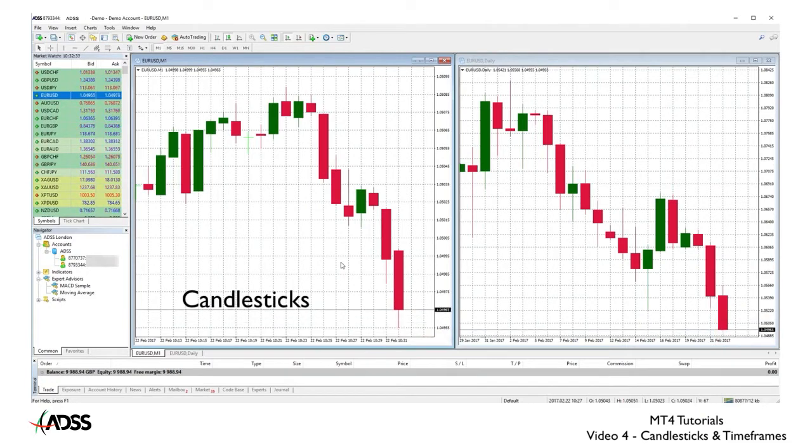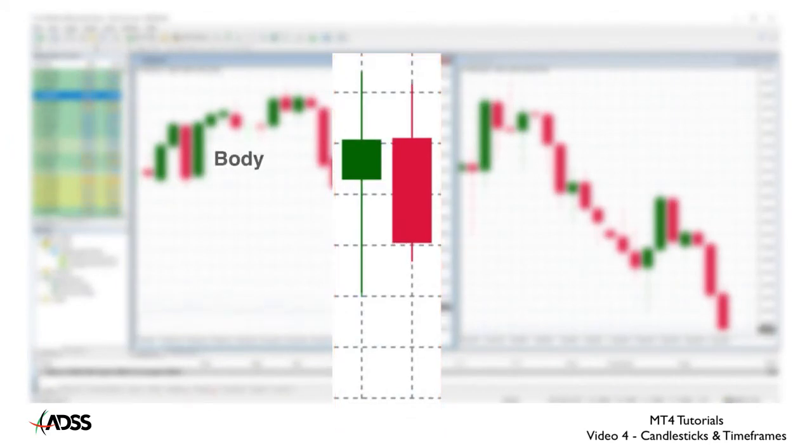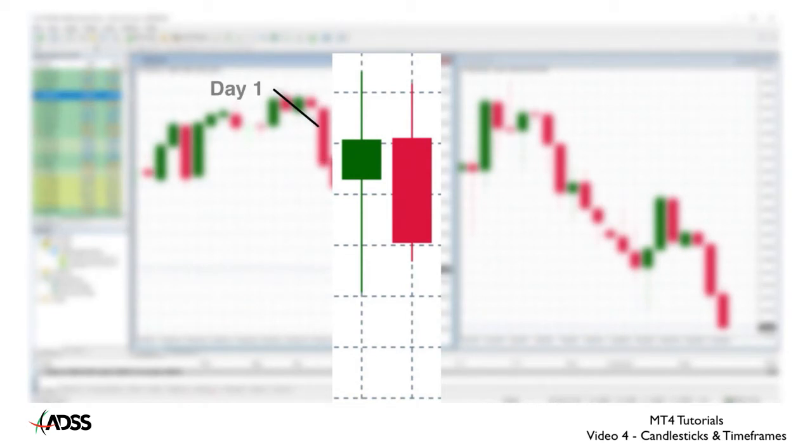So, looking at specific candlesticks like these 2 on the daily chart, we can see that we have 3 parts to each candle: the body, the upper wick or shadow, and the lower wick. Being daily candles, they represent price action during 2 days.